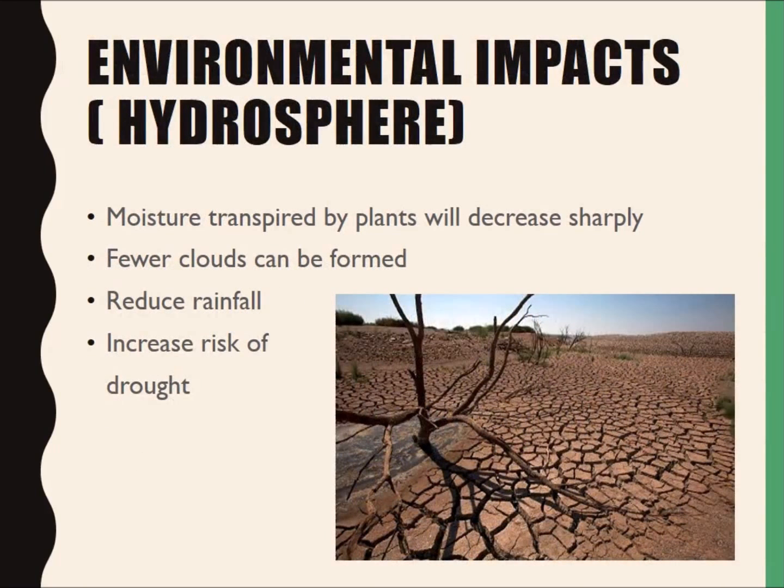For the hydrosphere, the moisture transferred by plants will decrease sharply. Fewer clouds can be formed. There is reduced rainfall and increased risk of drought.